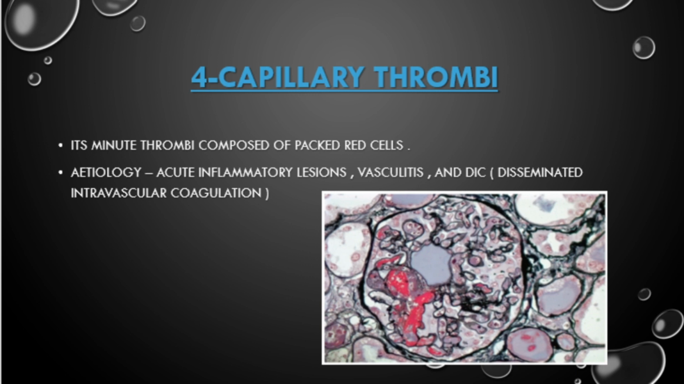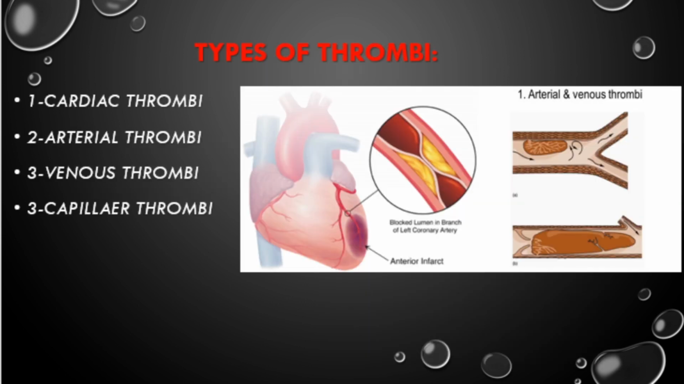So in short, the types of thrombosis are on the basis of the site of origin of the thrombi. If it originates in the heart, it is called cardiac thrombi, then in an artery, arterial, and so on. So these four are the main types of thrombi: cardiac thrombi, arterial thrombi, venous thrombi, and capillary thrombi.